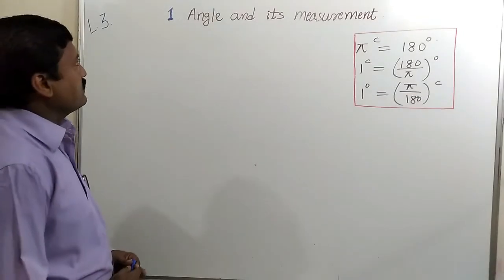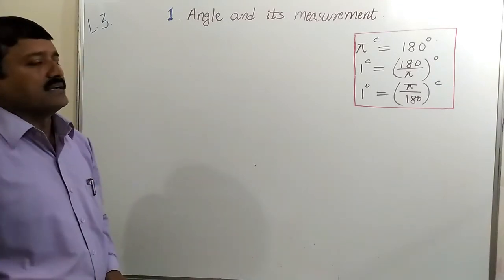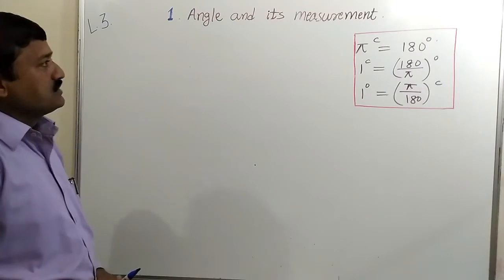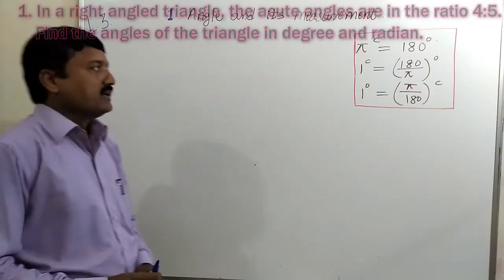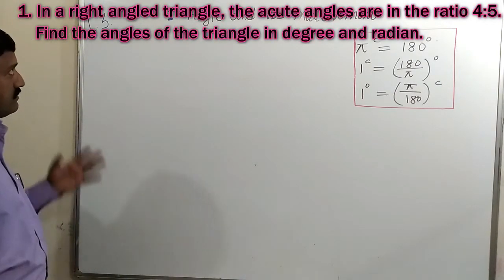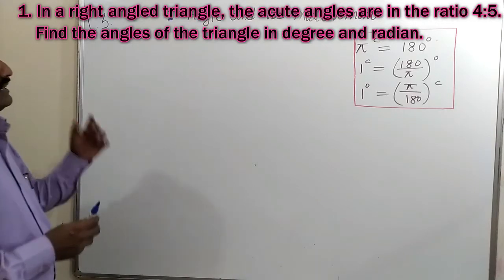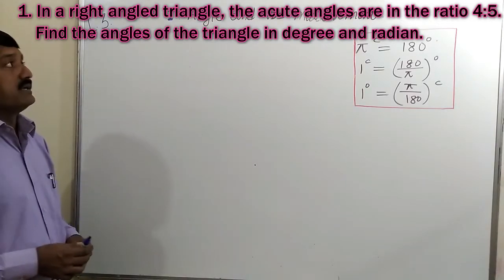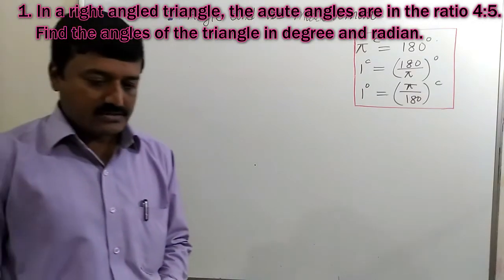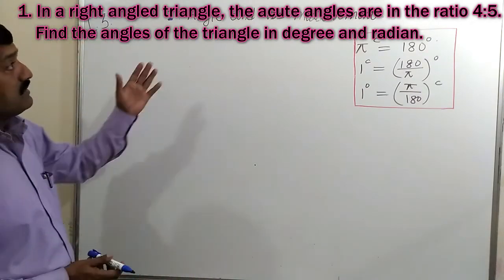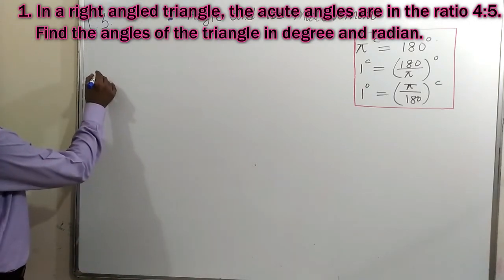Now in this third lecture, we will solve some examples related to degree and radian measure, which are related to triangle, quadrilateral and polygon. Okay, let us start with the first example. In this example, the triangle given is a right angle triangle, and the two acute angles are given in the ratio 4:5.